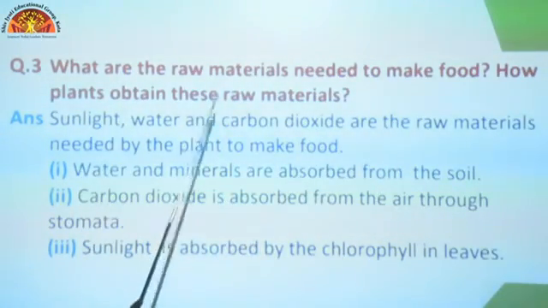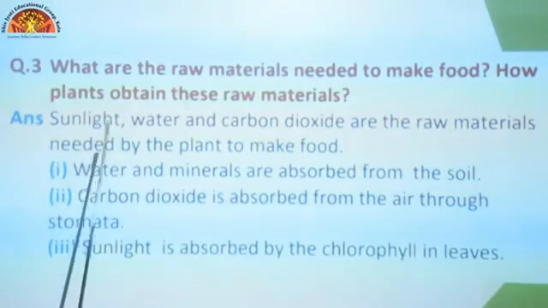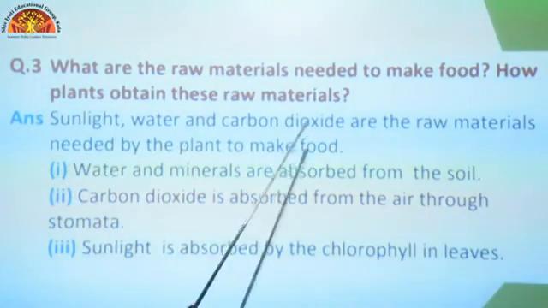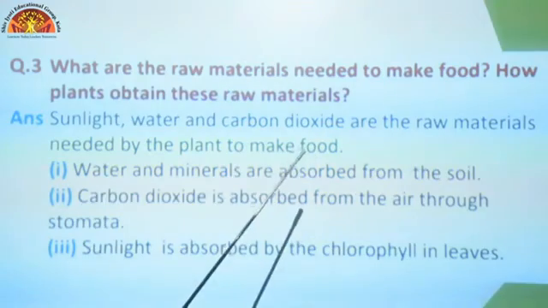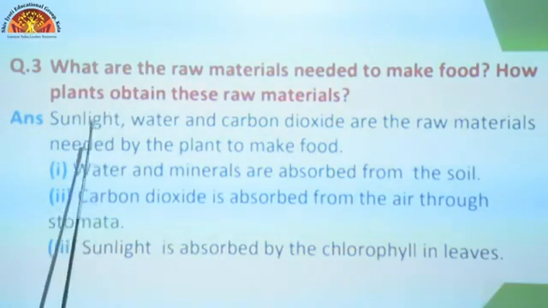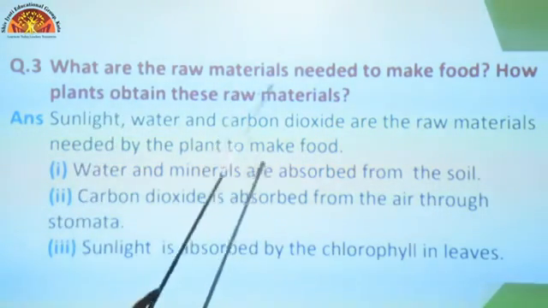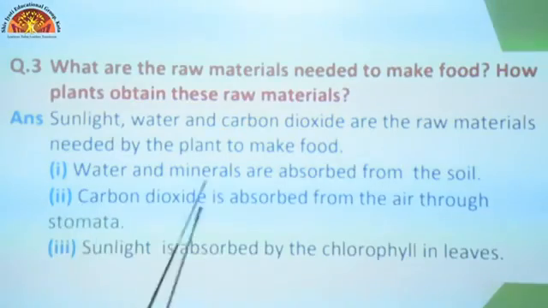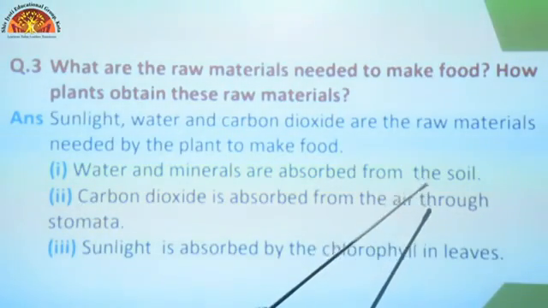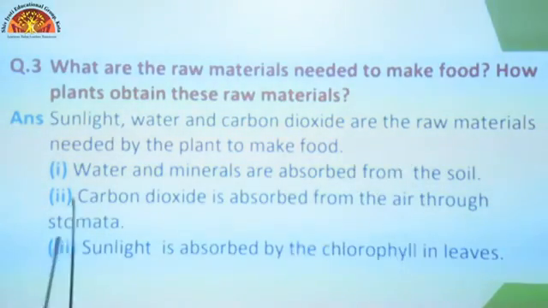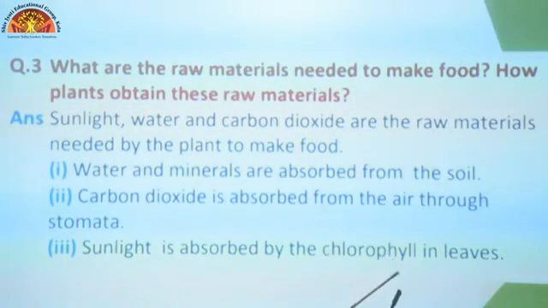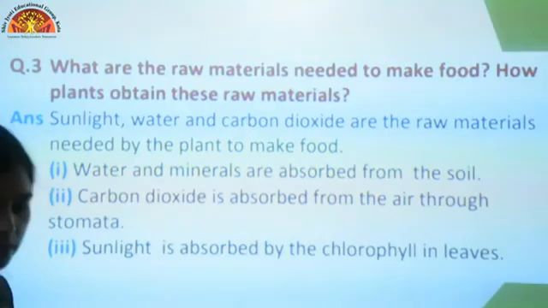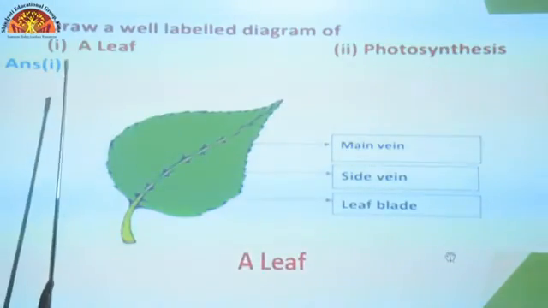Now next question, what are the raw materials needed to make food? How plants obtain these raw materials? Sunlight, water and carbon dioxide are the raw materials needed by the plant to make food. So children, there are three raw materials. They are sunlight, water and carbon dioxide. Water and minerals are absorbed from the soil by the help of their roots. Carbon dioxide is absorbed from the air through stomata, and sunlight is absorbed by the chlorophyll which is present in leaves.